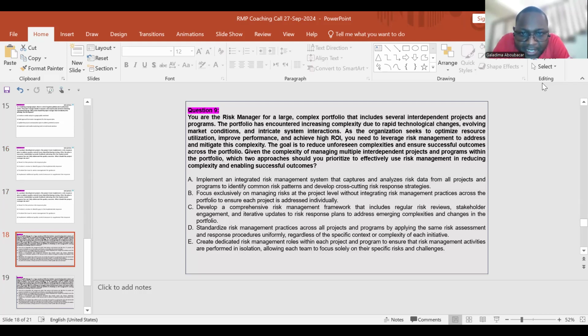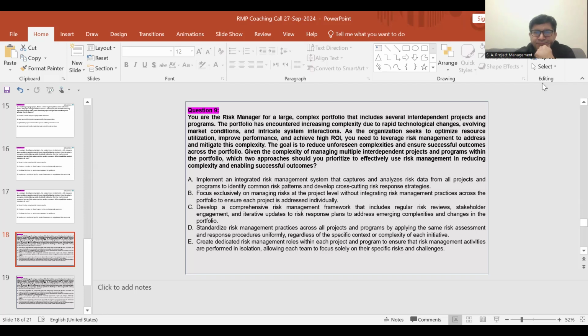You are the risk manager for a large complex portfolio that includes several interdependent projects and programs. The portfolio has encountered increasing complexity due to rapid technological changes, evolving market conditions, and intricate system interaction. As the organization seeks to optimize resource utilization, improve performance, and achieve high return on investment, you need to leverage risk management to address and mitigate this complexity. The goal is to reduce complexities and ensure successful outcomes across the portfolio. Given the complexity of managing multiple interdependent projects and programs within the portfolio, which two approaches should you prioritize to effectively use risk management in reducing complexity and enabling successful outcomes?